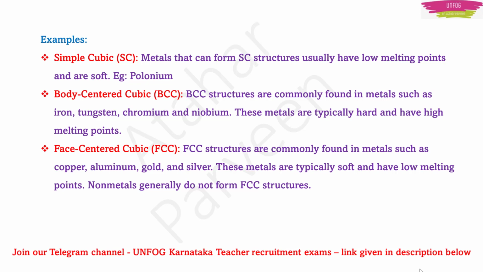Now coming to the FCC structures, they are also found in metals only, but what type of metals? They are copper, aluminium, gold and silver. Basically, these are metals which are typically soft and have low melting points, and metals like copper, aluminium, gold and silver exhibit FCC.